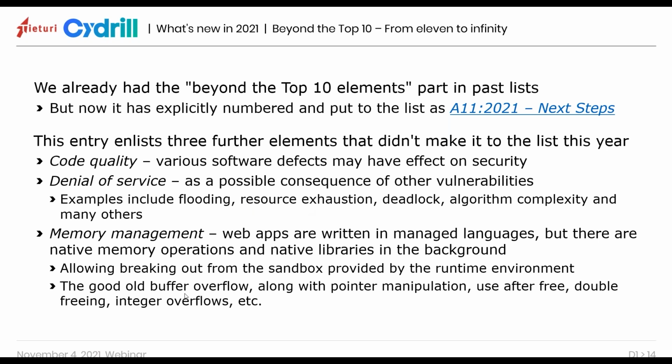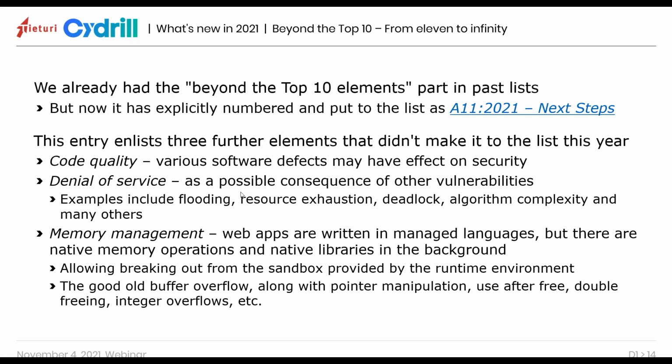Finally, memory management is a category that goes beyond web applications. Even though web applications are typically written in so-called managed languages like C#, Java, Python, Ruby, and JavaScript, where you don't have direct memory management exposed to the programmer, they still use native C or C++ components under the hood for this purpose.